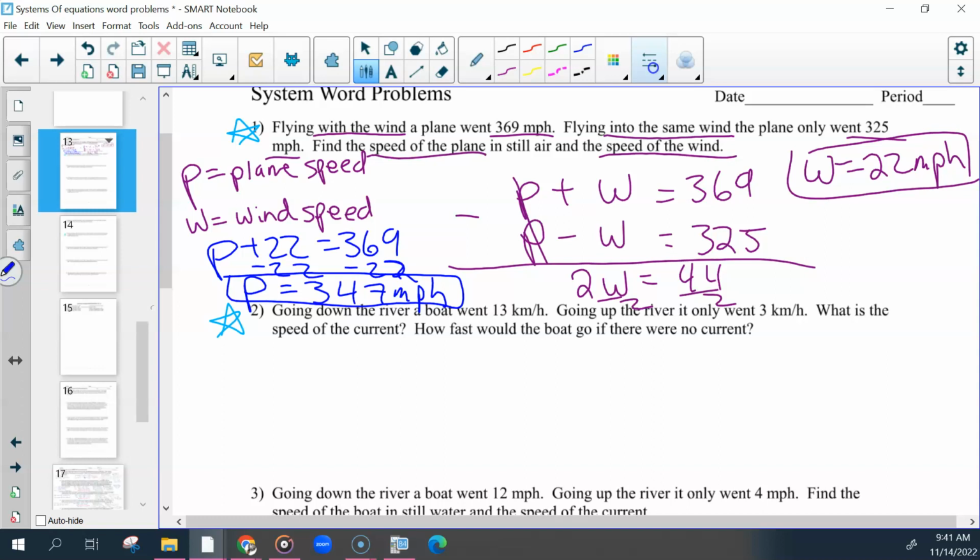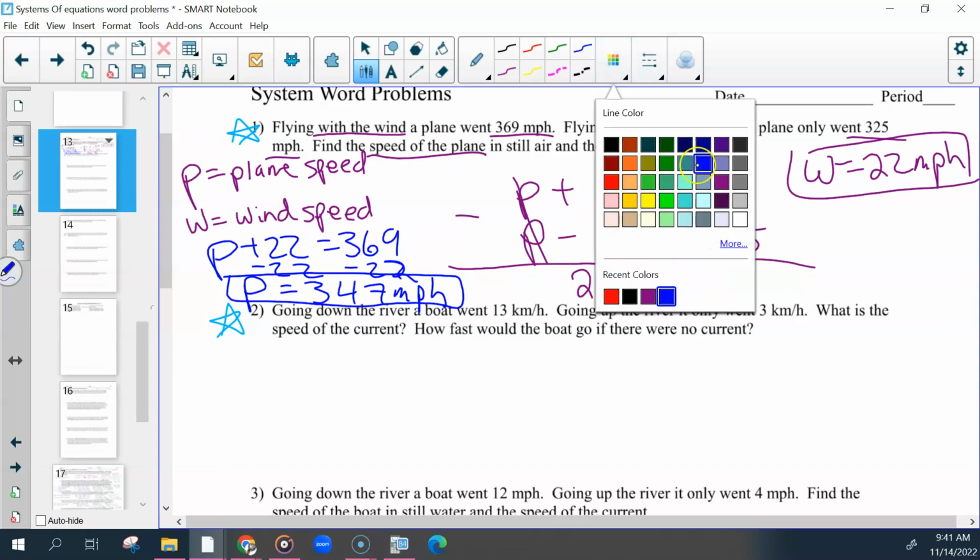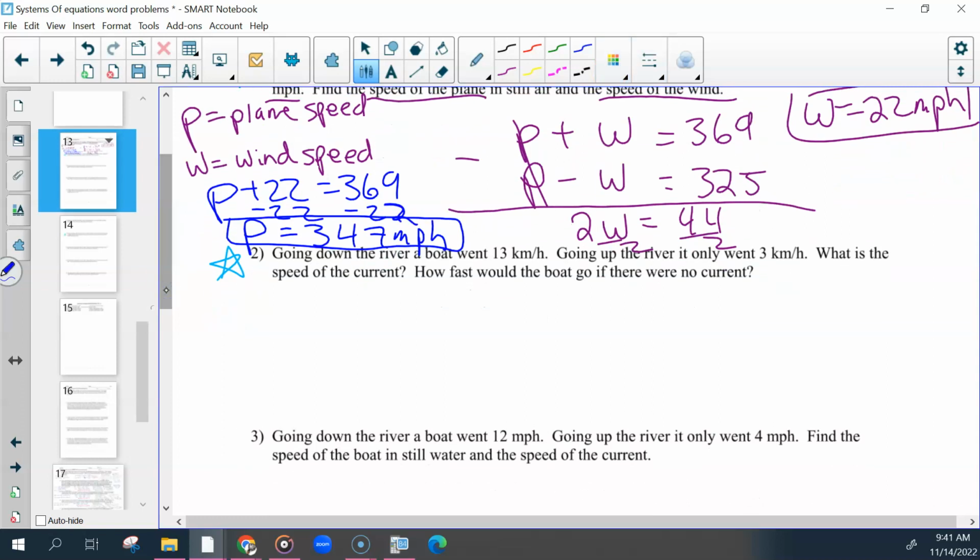Questions on that one? So let's do this next one and then I'll stop talking. For number 2, we're going down the river, and the boat went 13 kilometers per hour. Going up the river, it went 3 kilometers per hour. We need to find the speed of the current, or the river's speed, and then how fast the boat would be going if there were no current. So that's really the boat's speed.